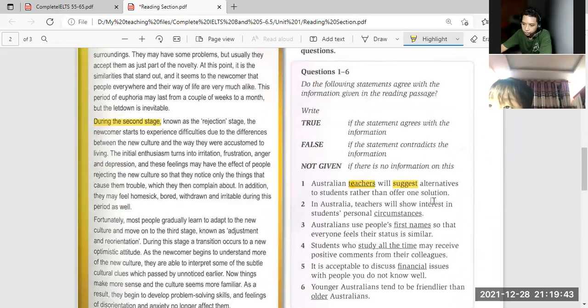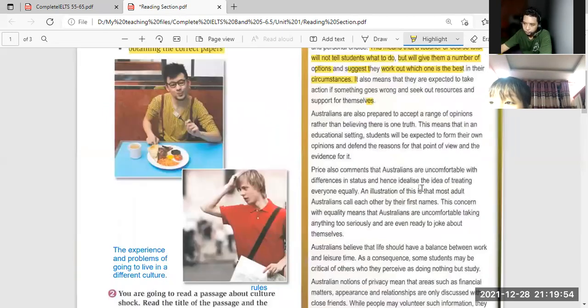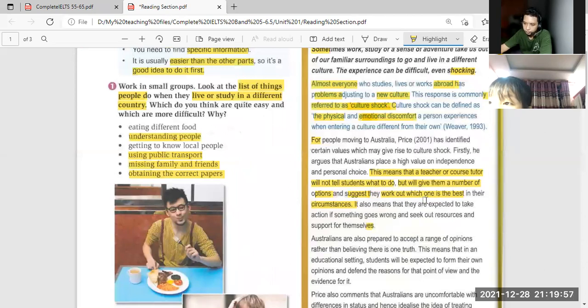It's true. Yes, it is true. Why do you think it's true? Because in the paragraph, it says that a teacher or course tutor will not tell the students what to do, but will give them a number of options and suggest, and they work out which one is the best in their circumstances.